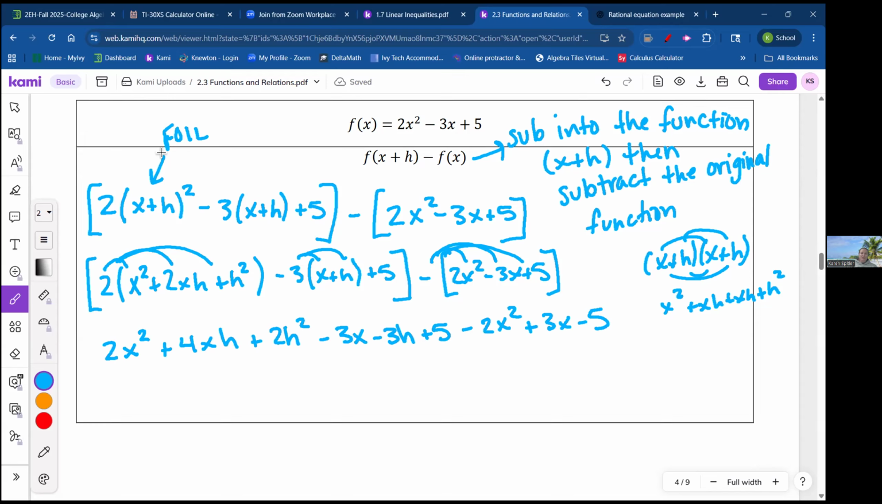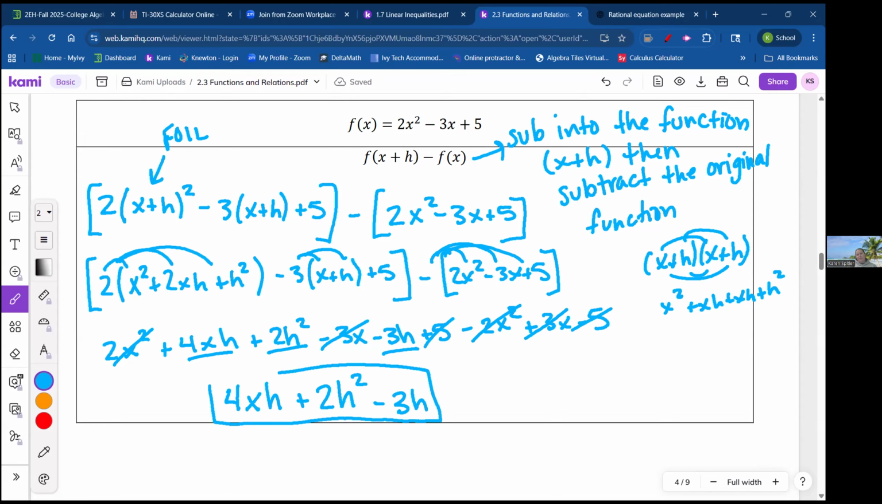And then I'll combine like terms. 2x squared and 2x squared go away. Negative 3x and positive 3x go away. Positive 5 and negative 5 go away. And that's it. I'm left with 4xh plus 2h squared minus 3h. Left with that, that, and that. And that is your answer for now. For now. We will do more with that later.